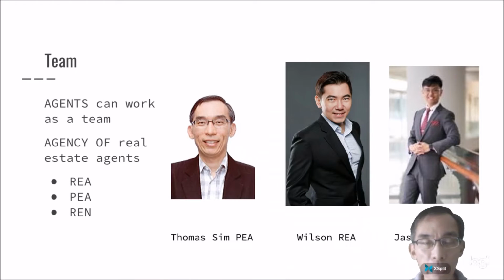We have, let's say in this scenario, three types of personalities: agents as a team working in a real estate agency firm. The agency consists of the principal agent, the registered estate agent, the probationary estate agent, and the real estate negotiator. In the example I provide here, I am a probationary estate agent, Thomas Sim. Wilson is a dummy principal I created, who set up a firm. And the other person is Jason, who is a real estate negotiator. So with these three persons, how is FindHue.info able to help to create leads?